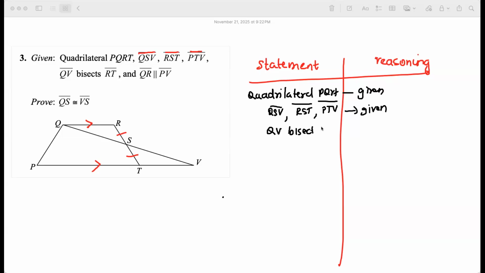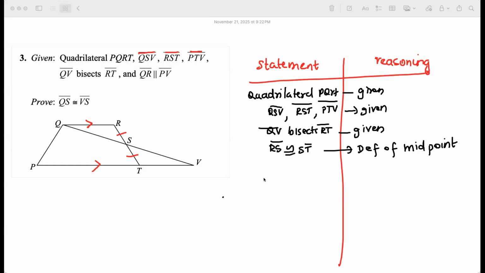QV bisects RT. I'll write exactly what is given. From that, what you can conclude: that S is the midpoint of RT. RS is congruent to ST, definition of midpoint. Then what? I will help you complete, I'm saying.